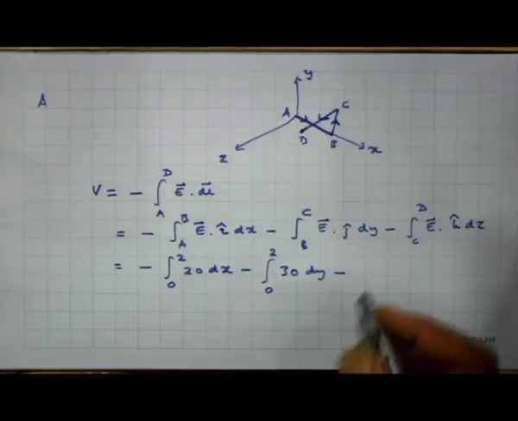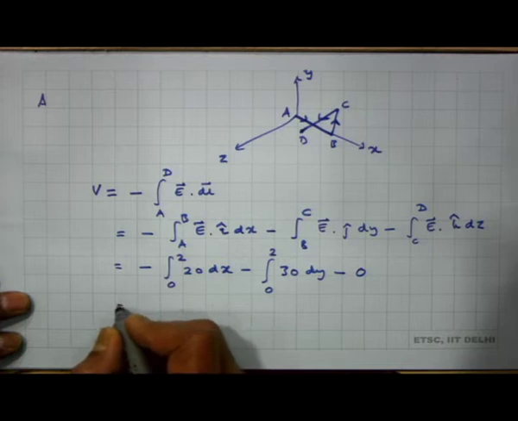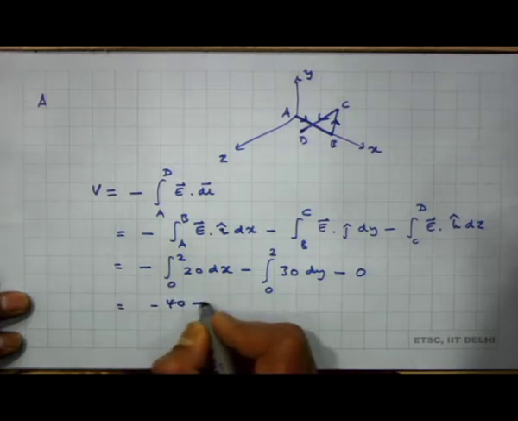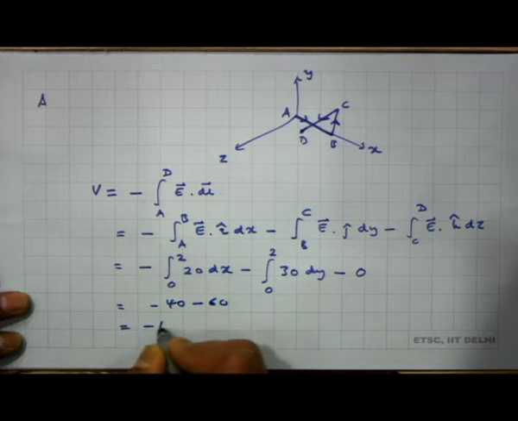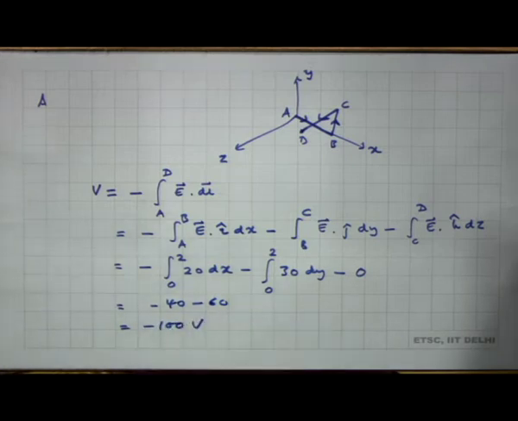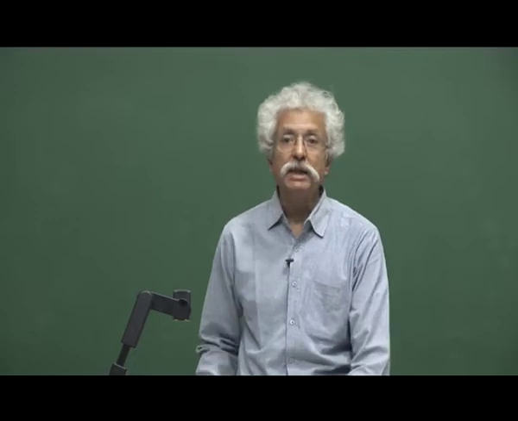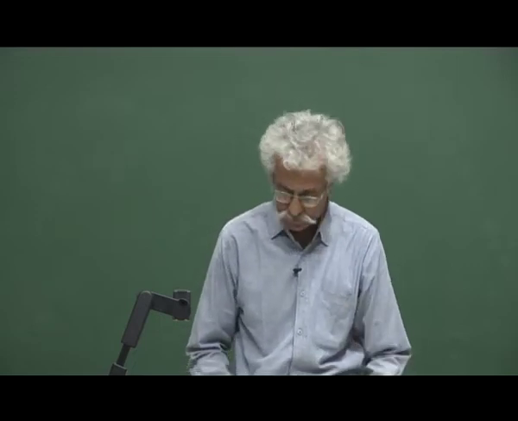So, E dot k cap is 0, and this is nothing but minus 40 minus 60, which is equal to minus 100 volts. So, that is the potential difference between A and D, that between the origin and this point D, which is minus 100 volts. What I have essentially done is an integration of E dot dl by taking an appropriate path. You can take any path from A to D and do the integration, and in principle it's good to choose a path for which the integral can be analytically evaluated easily.